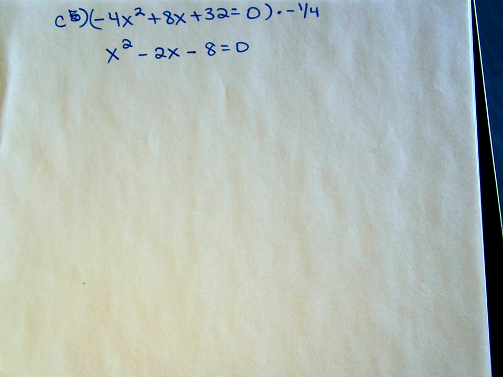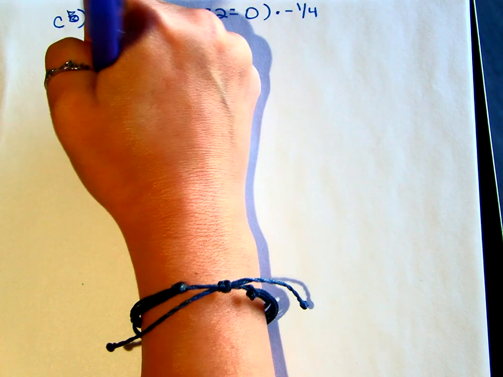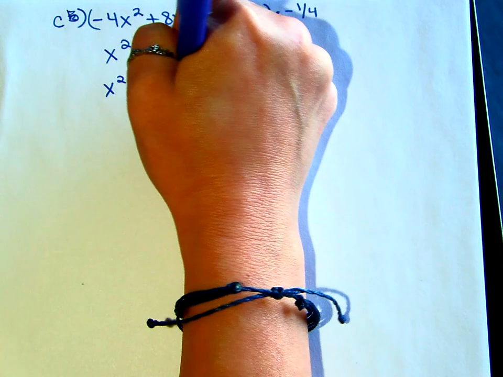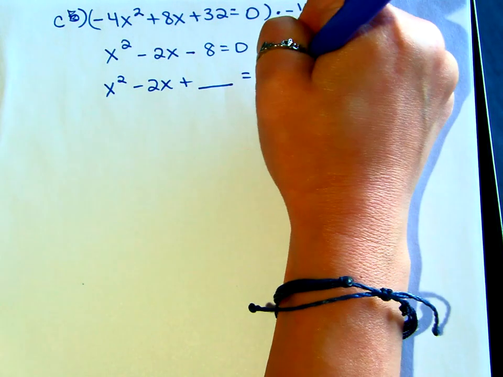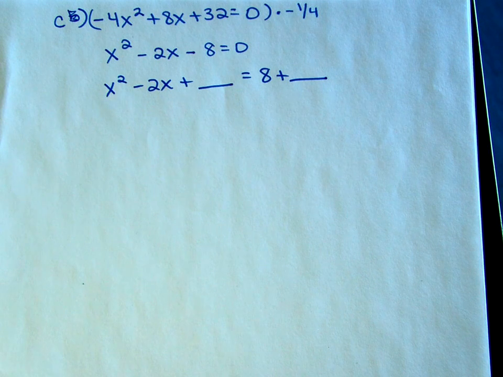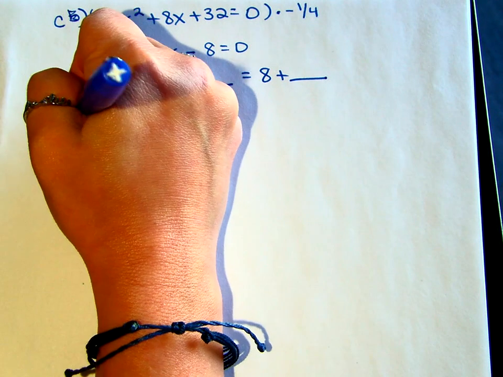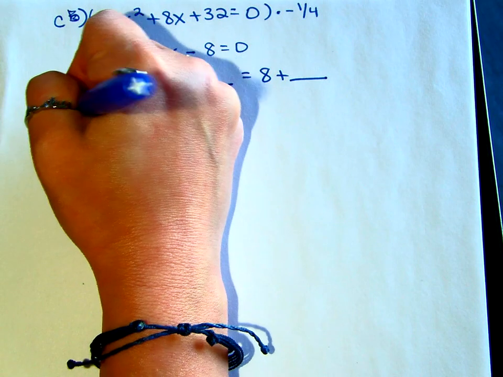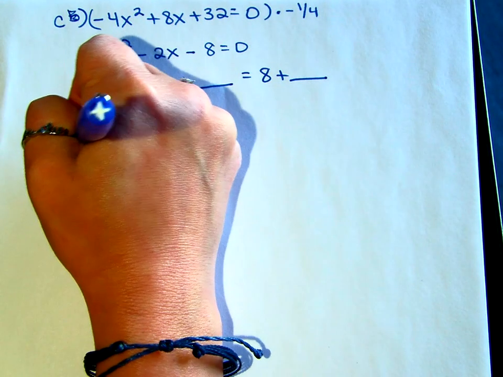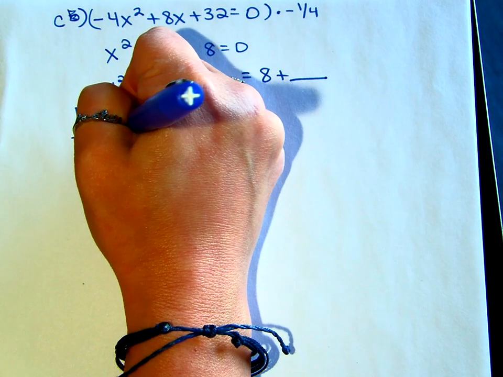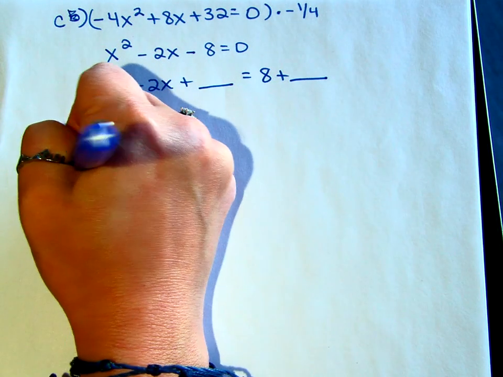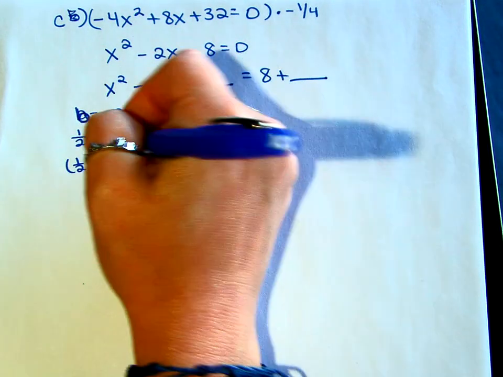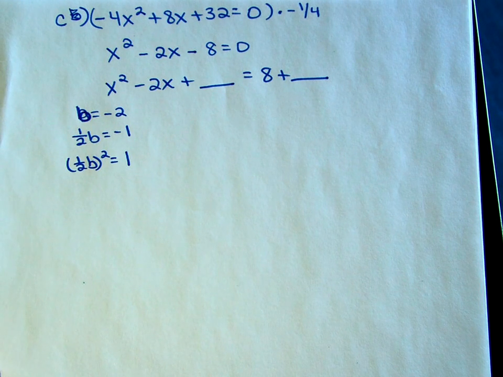Now I have it set up where my coefficient is a 1. I need to isolate my constant by moving it over to the other side. And again, I'm going to choose to leave the blanks in there so that I don't forget. And I'm going to choose to make my list. B equals negative 2. 1/2 b would be a negative 1. 1/2 b squared would be negative 1 times negative 1, which is a positive 1. So I'm going to put a positive 1 in each of these spots.